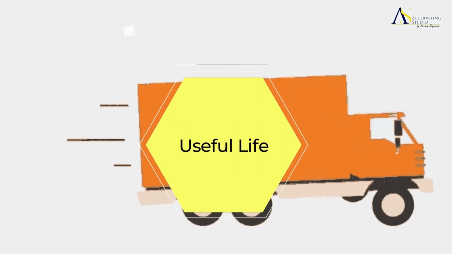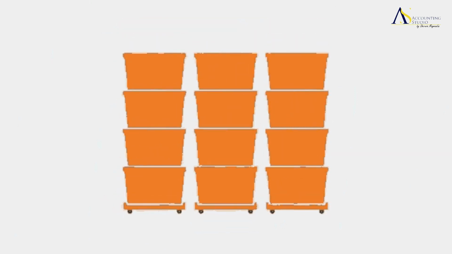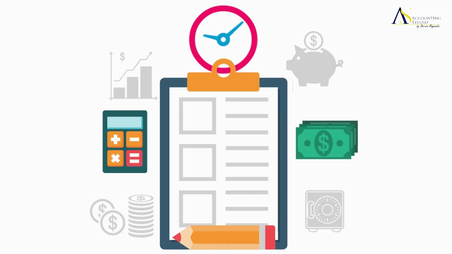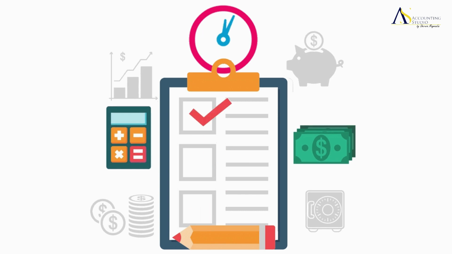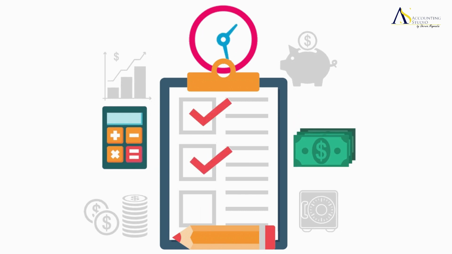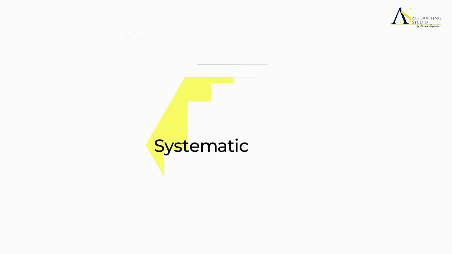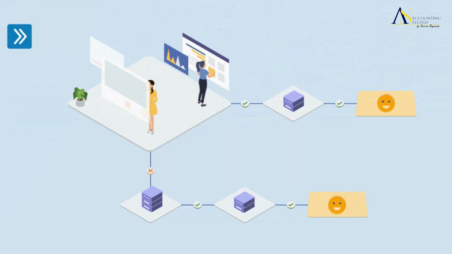Useful life is the period over which an asset is expected to be available for use by an entity, or alternatively, it is also the number of production units expected to be obtained from the asset by the entity. So, property, plant and equipment may be depreciated based on time or based on the number of units produced. Useful life depends on many factors such as wear and tear, legal or technical limits, etc. The third element is systematic basis, meaning the selection of appropriate depreciation methods.